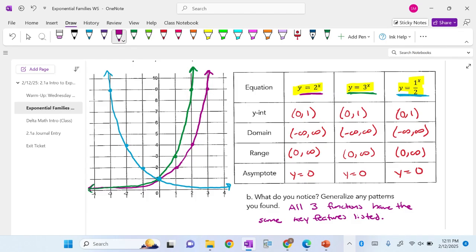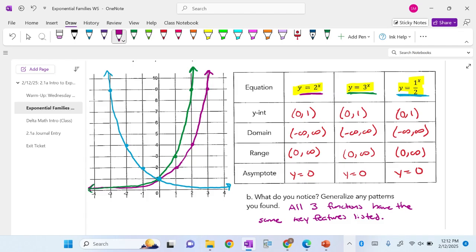So these 2 graphs right here, these 2 lines. What do you notice? The red one's wider than the green one. Right. This one looks like it's a little bit wider than this green one. In other words, this green one looks like it's steeper or it's going up faster. What about the blue one in comparison? It's going the opposite way. So instead of looking like it's going up, it looks like it's going down.